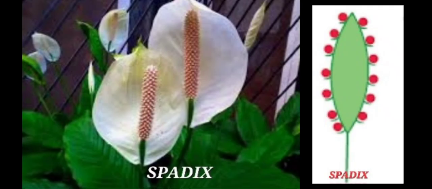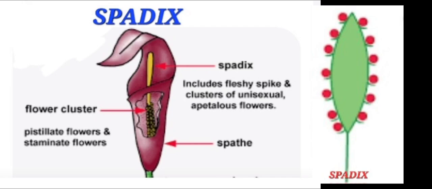Next is spadix. Spadix is an inflorescence with long, fleshy and thick peduncles. There are small flowers which are sessile and unisexual. In a spadix, the flowers are enclosed by bracts. As for example, it is seen in banana, coconut, etc.